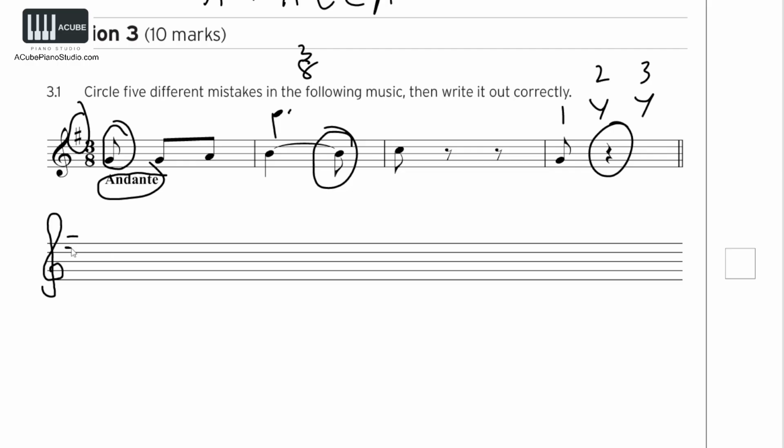Now let me put the F sharp here. So this is the first mistake. This is F sharp. Right, 3/8. Then next, Andante should be on top. Then these 3 notes should be grouped together. Use a ruler, please. Then now this one should be a dotted crotchet.